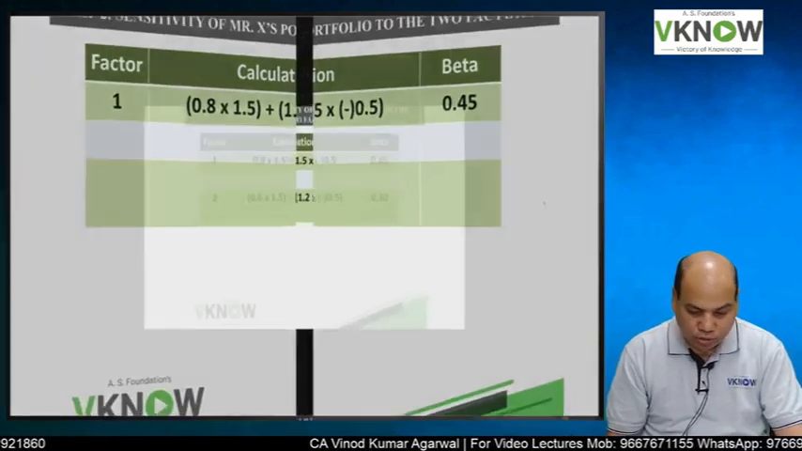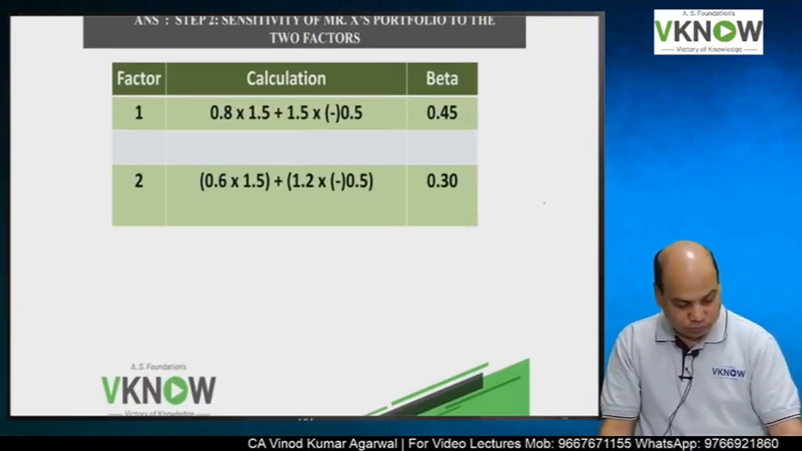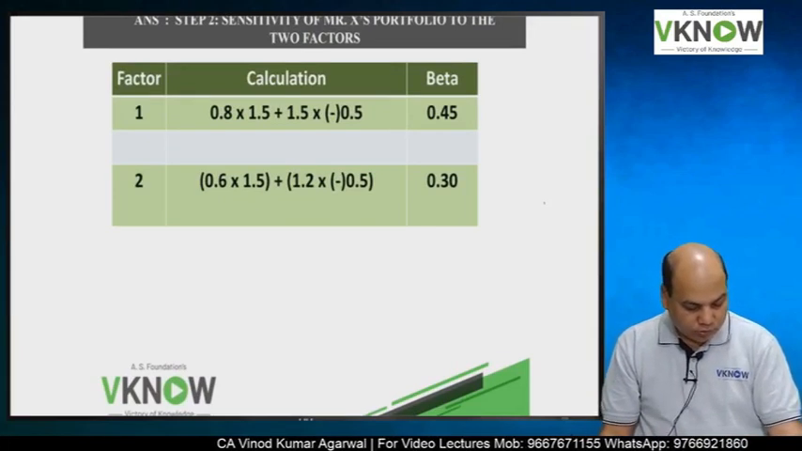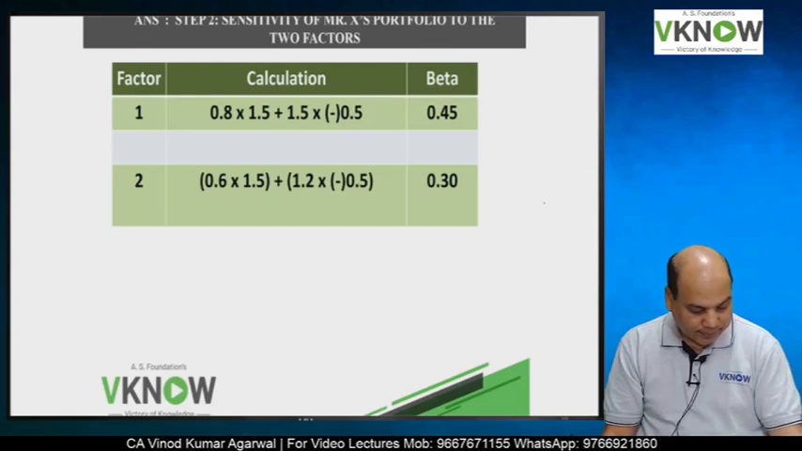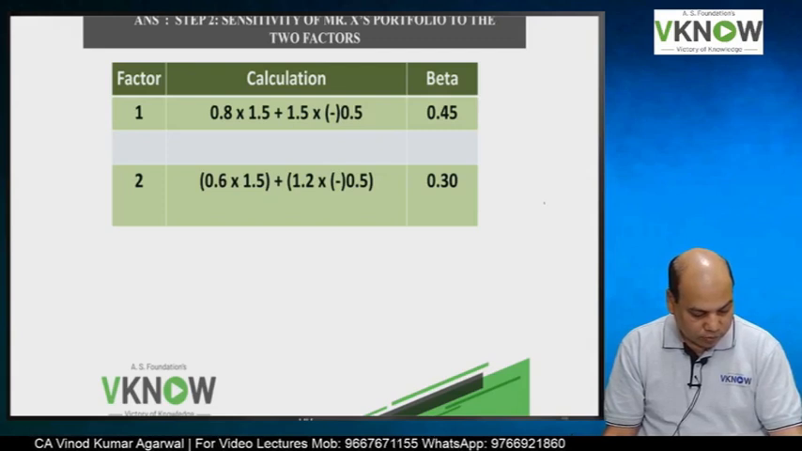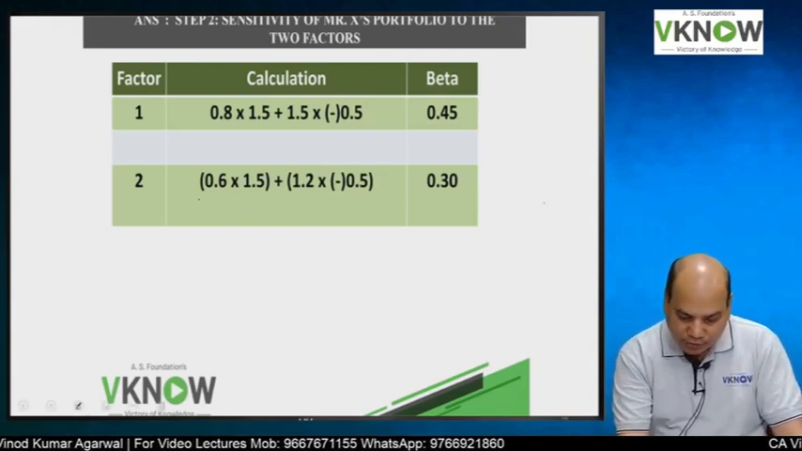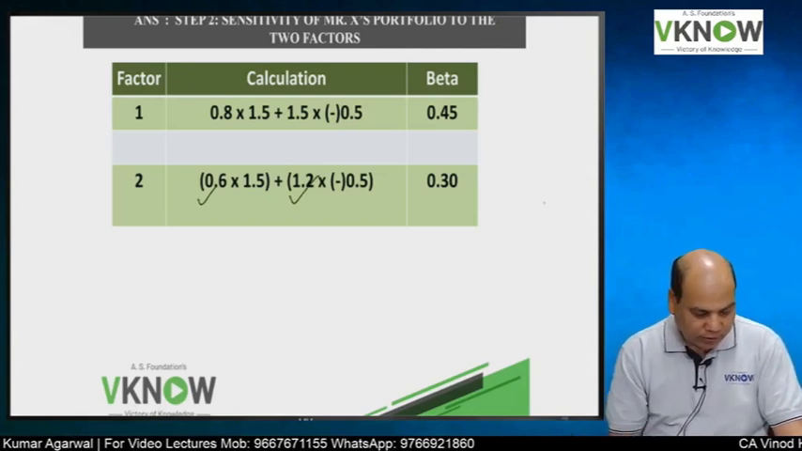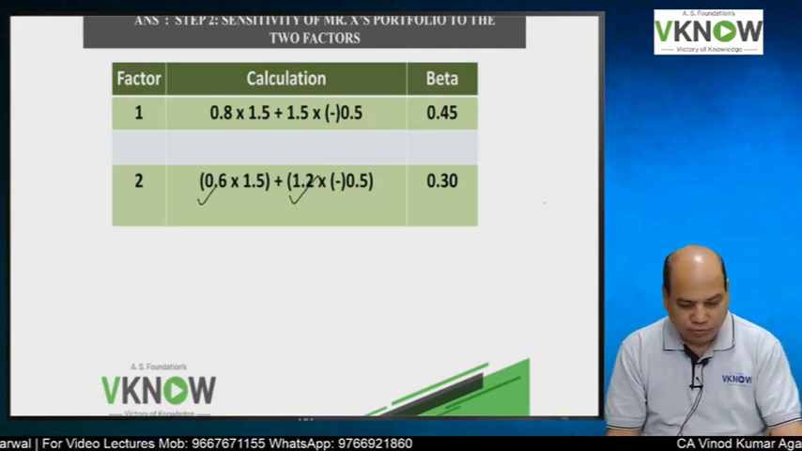Now try factor 2 yourself. Factor 2. Weights will not change, these factors will change, no? Factors will change. 0.6, can you see in the question book?